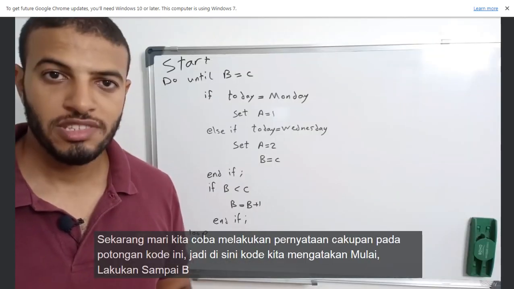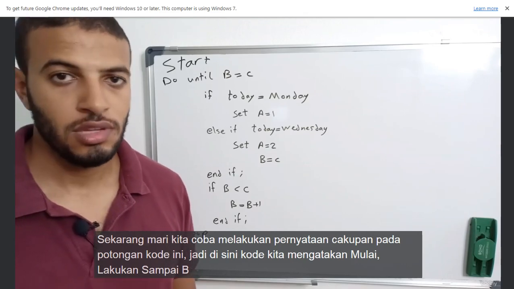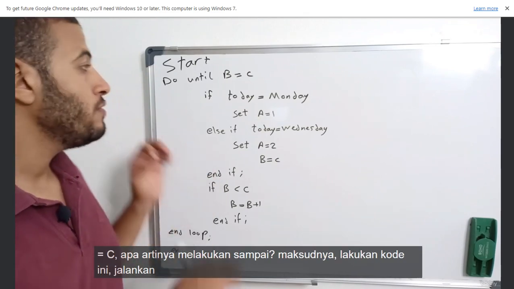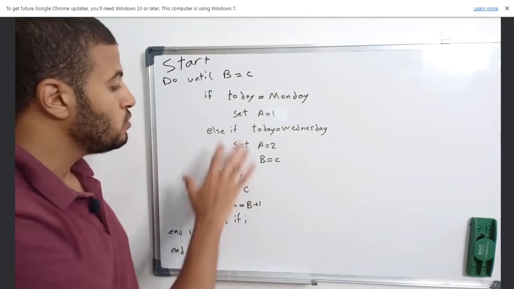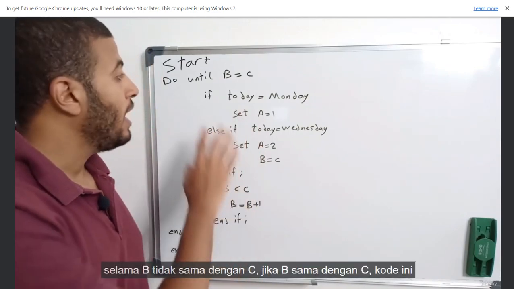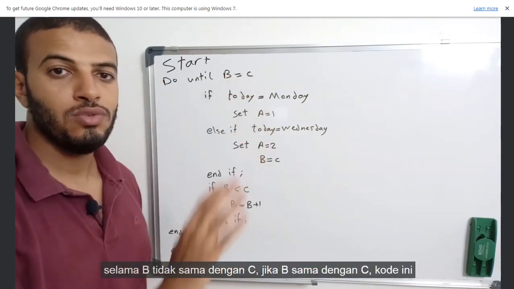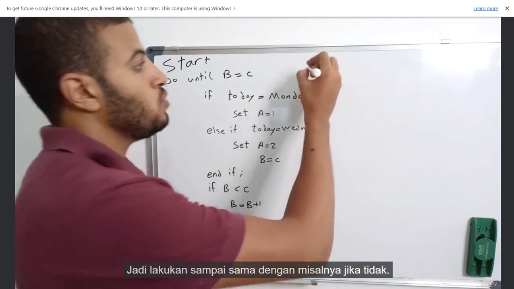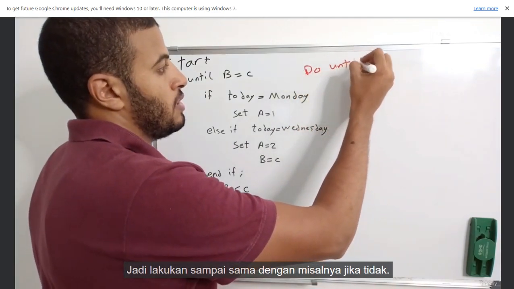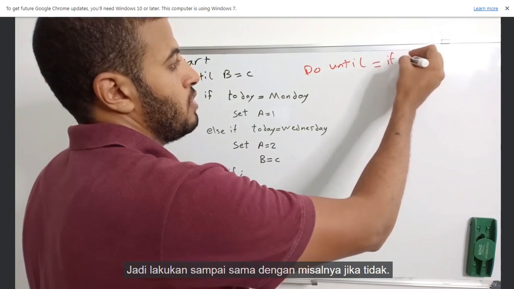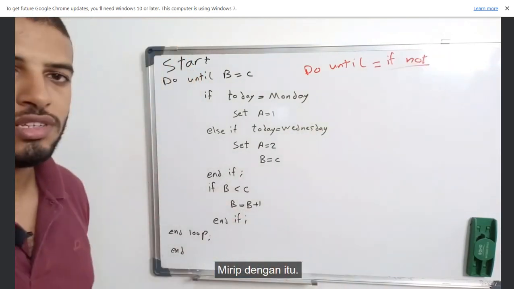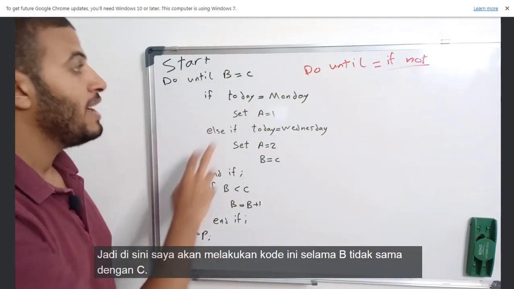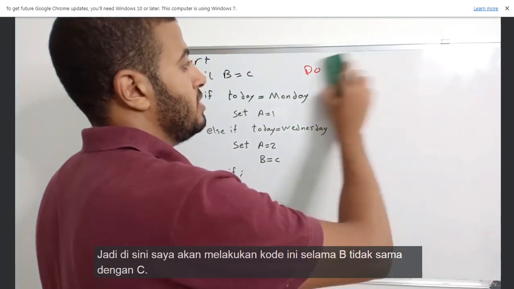Let's now try to perform statement coverage on this piece of code. So here our code says start, do until B equals C. What is the meaning of do until? It means that we execute this code as long as B is not equal to C. If B is equal to C, this code will not be executed. So do until is similar to, for example, while not. It is not exactly the same, but it is similar. So here I will do this code as long as B is not equal to C.